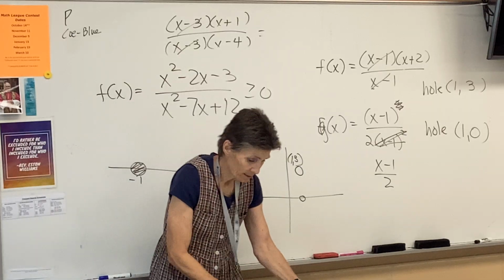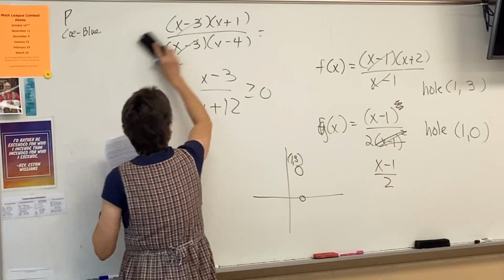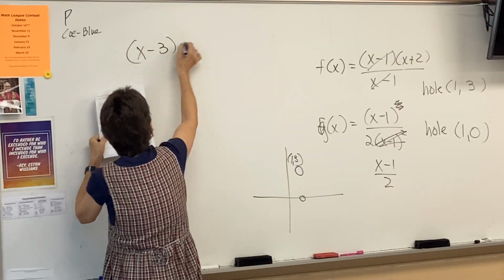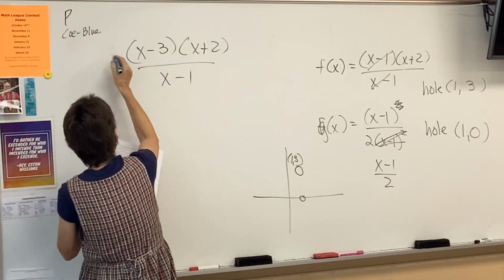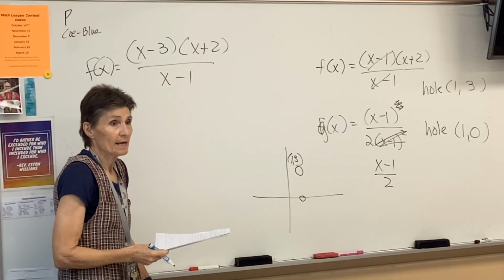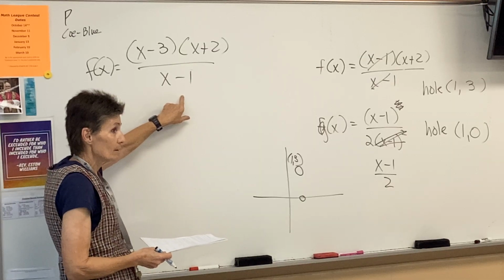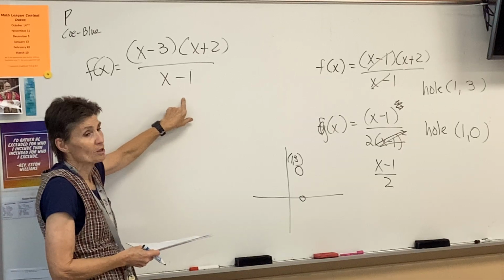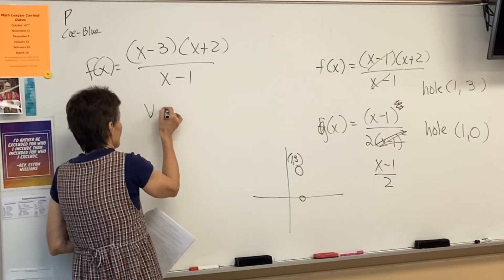Now, what's different about the second column? Because it looks very, very similar. What do you think? Does this one have any holes? No, because absolutely nothing canceled. However, this does have a problem at 1, but it's an irremovable, I don't know if that's a word. I can't get rid of this problem, so it's going to be a vertical asymptote. This is going to be a vertical asymptote, and x is 1.